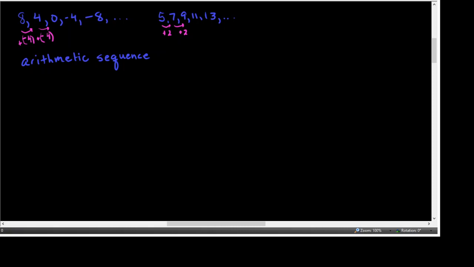so an arithmetic sequence, as you can read in the notes, is obtained by adding a fixed number to the previous term, and that's going to be an arithmetic sequence. That number that we're adding has a name. It's called the common difference. So the common difference here, d, is -4. And the common difference here, d, is 2.